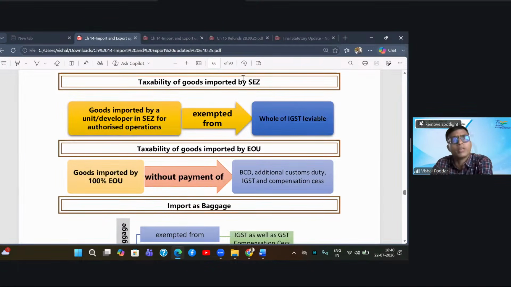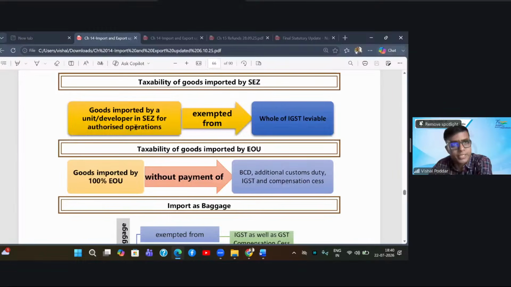Now, once you understand this, that SEZ is a territory which is outside India, just try to equate SEZ with Sri Lanka. Sri Lanka is also a territory outside India, so you equate SEZ with that. Now, when you keep this at the back of your mind and you read the provisions of SEZ, everything will be simple. So what is the first transaction? Goods are imported by a unit or developer in SEZ for their authorized operations.